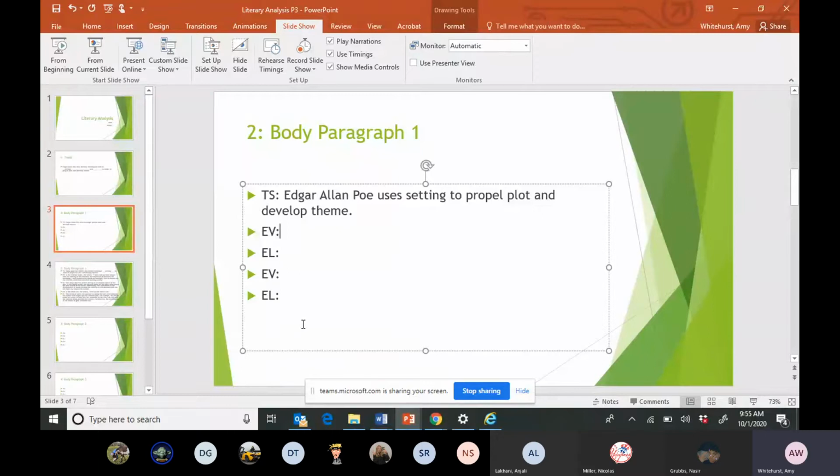Okay, so let's use the Telltale Heart. What example can you think of from the Telltale Heart that relates to setting? What would be important about the setting of the Telltale Heart as far as the story goes? What could be a great piece of evidence that we would use?